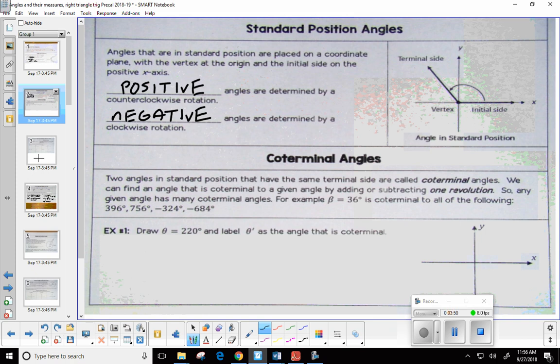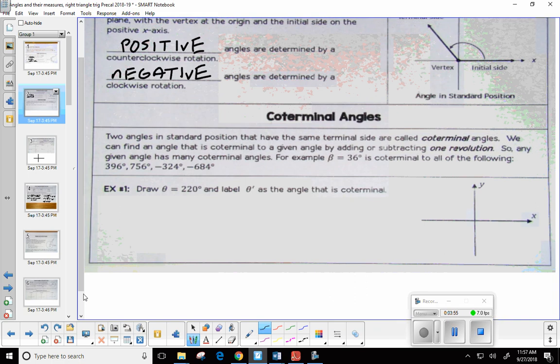Let's talk about another idea now called coterminal angles. Two angles in standard position that have the same terminal side are called coterminal angles. So when you're thinking about this, you're looking for two angles that have different measures, but they have the same terminal side. That means they both stop at the exact same location, starting from standard position, the positive x-axis. We can find an angle that is coterminal to a given angle by adding or subtracting one revolution. In degrees, how many is in one revolution? 360, right?